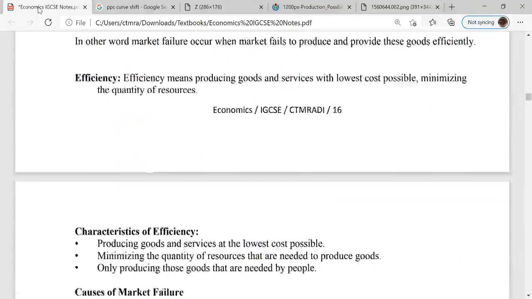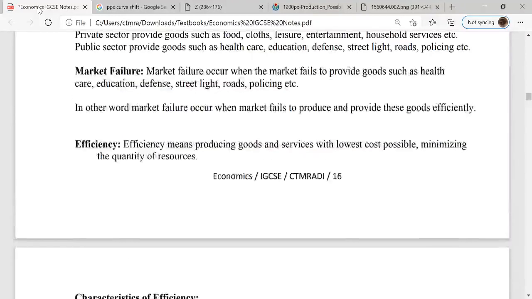Okay, then we have market failure. Market failure means where the market leads to inefficiency. Think about a product, suppose a laptop. What's the price of it? Suppose 50,000. Why 50,000? Because in a market economy, prices are determined by the forces of demand and supply. This demand and supply will lead to market equilibrium, right? So that's the price.